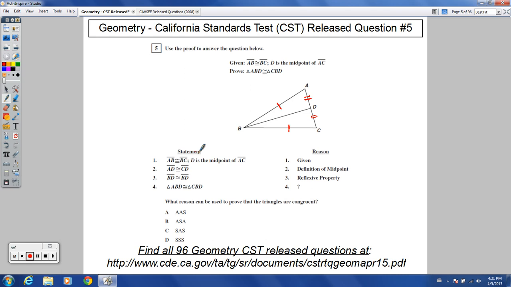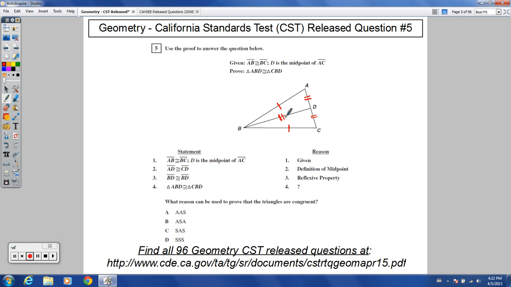Okay, and then they have this proof. They have the given part right here. It makes sense to say that. And then they say AD is congruent to CD. That's the definition of midpoint. It would split them into 2 equal parts. Makes sense right there. And then they say BD is congruent to BD, and that's shared by both triangles right there, so that totally is legit.